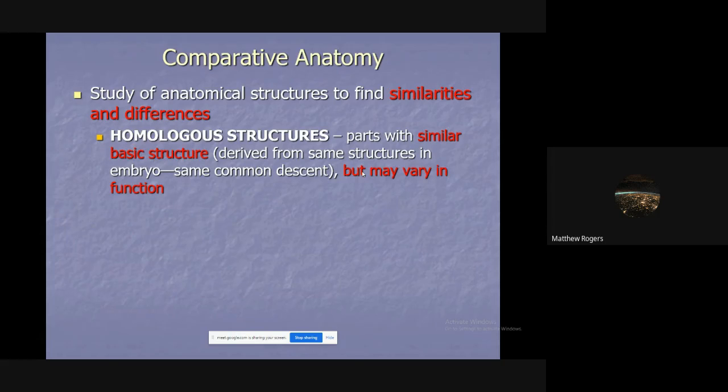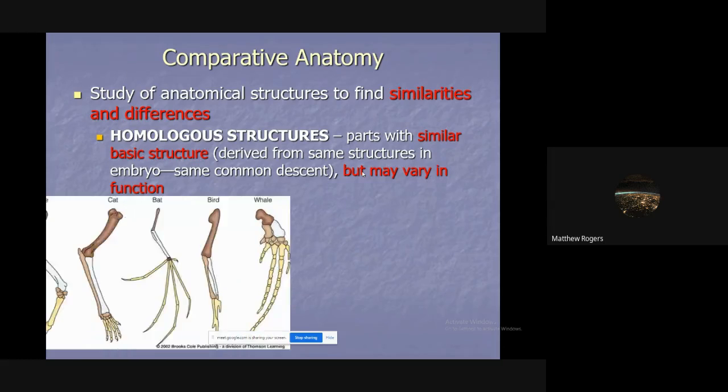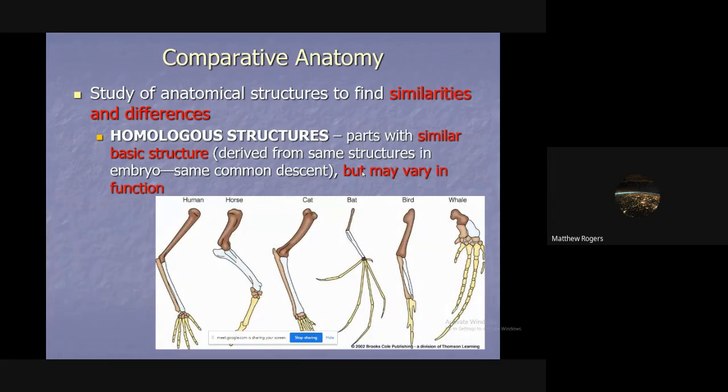First one is homologous structures. Homologous structures are things with similar basic structures. So they derive from the same ancestor, but they may vary in function. For example, one of the most famous homologous structures are the arms in mammals.